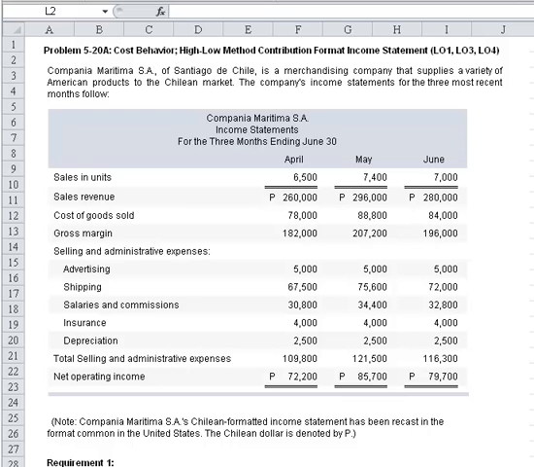Let's take a look at problem 5-20A, where we're going to explore cost behavior and use the high-low method contribution format income statement. Compañía Marítima S.A. of Santiago de Chile is a merchandising company that supplies a variety of American products to the Chilean market. The company's income statements for the three most recent months appear on the screen you see. Let me slide down.